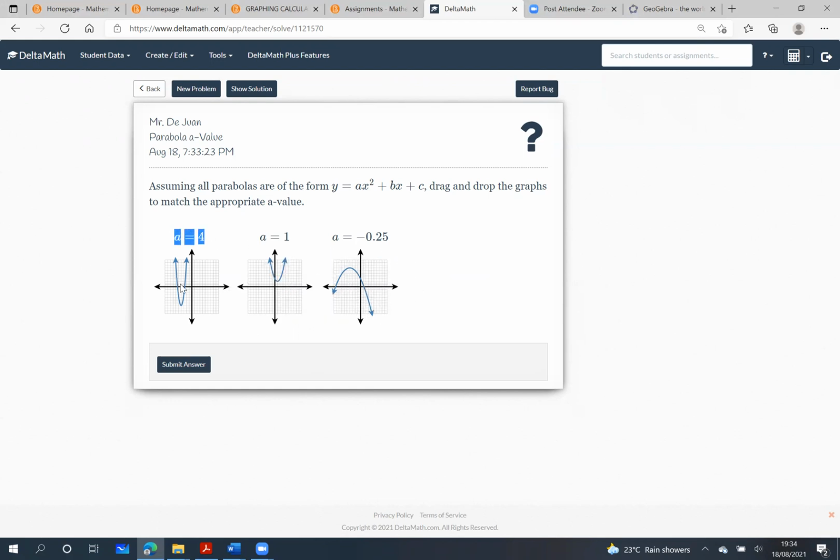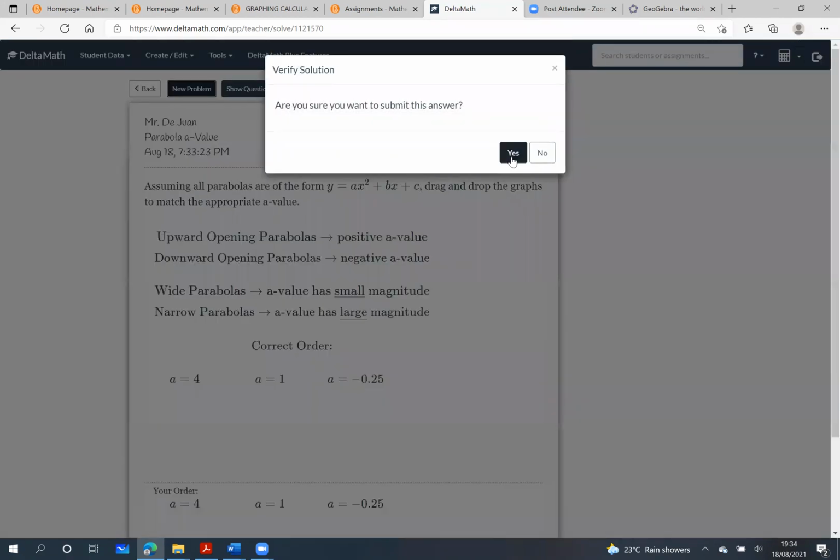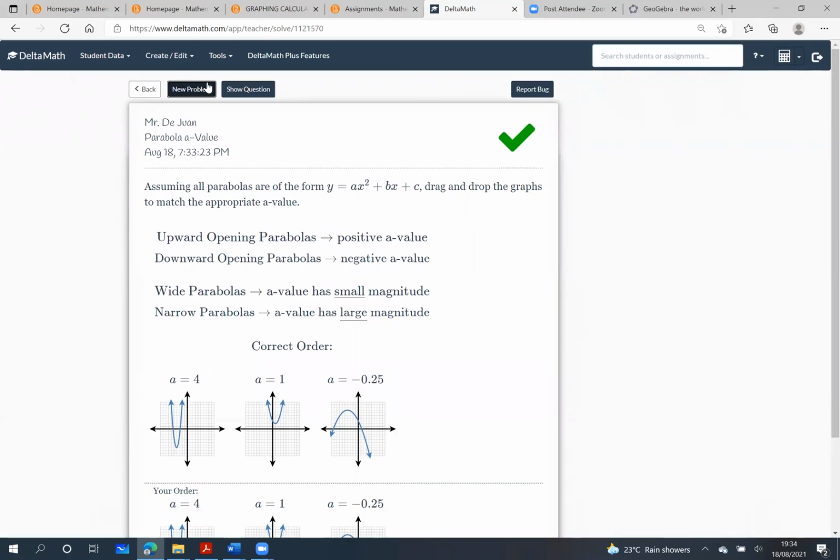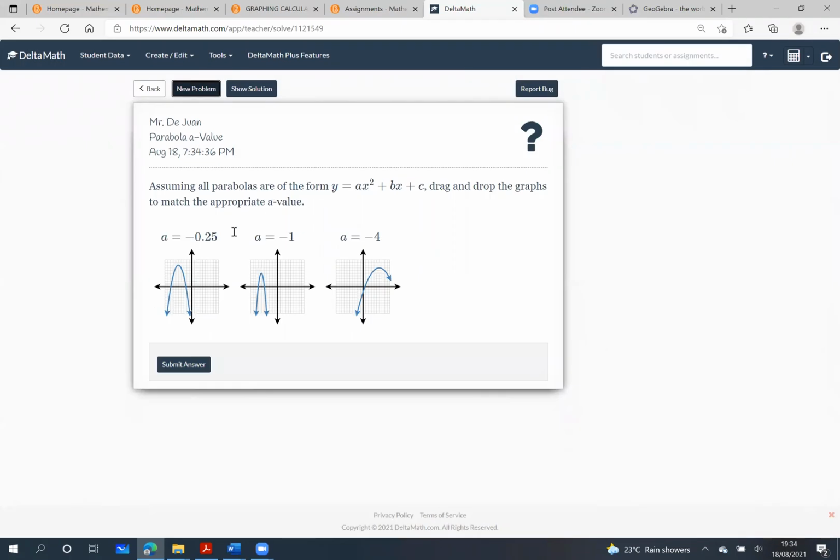A equals 4, narrow. A equals 1, wider. Negative, sad face. Okay, there we go. Let's look at one more. Which one are these? Oh, they're all negatives. Wow, they're all negatives here.